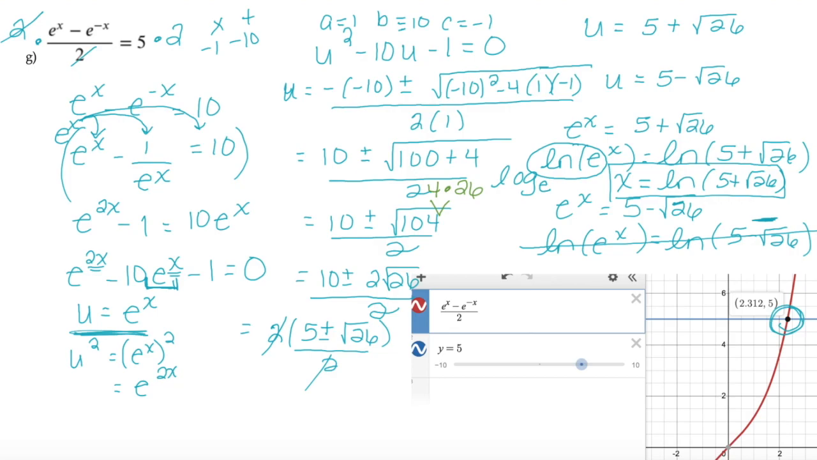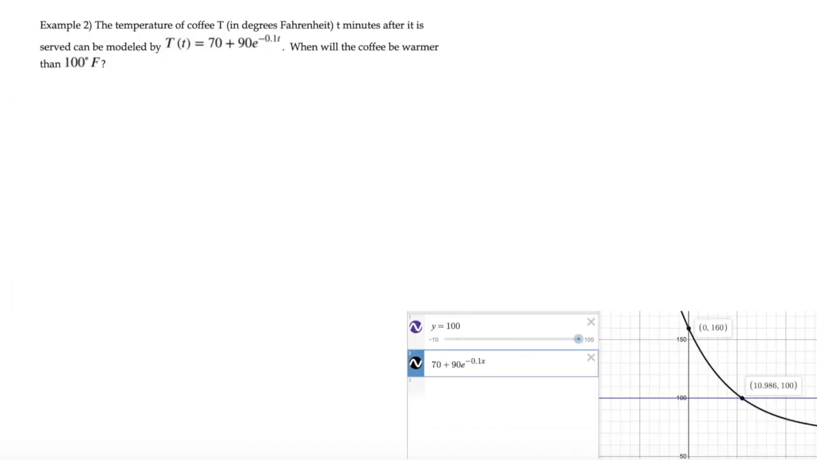So a couple of different ways that you could utilize the quadratics to help us solve a little bit. All right, and the last example, we have a little application problem. The temperature of coffee, T, which is in degrees Fahrenheit, little t minutes after it is served, can be modeled by this function. When will the coffee be warmer than 100 degrees? So we want 100 degrees.